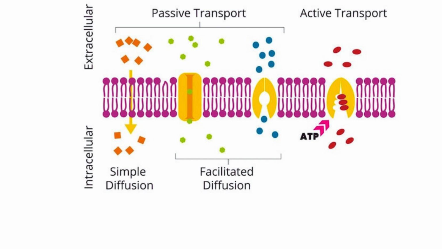Facilitated diffusion, part of passive transport. In facilitated diffusion, molecules move across the cell membrane with the help of specific transport proteins. These proteins can be either channel proteins or carrier proteins. This process also involves movement from an area of higher concentration to an area of lower concentration, similar to simple diffusion. However, facilitated diffusion is required for molecules that cannot easily pass through the phospholipid bilayer due to their size, polarity, or charge.